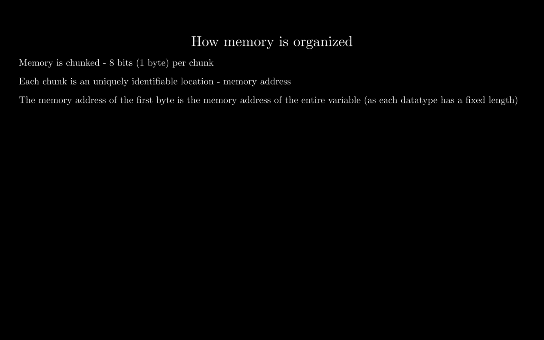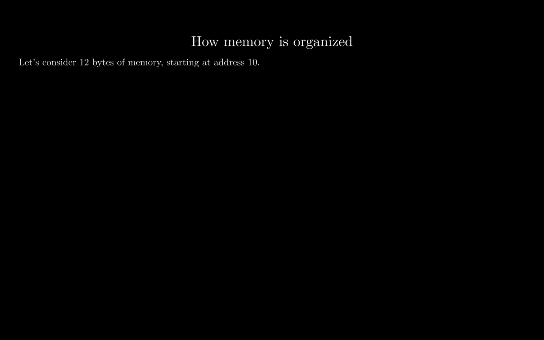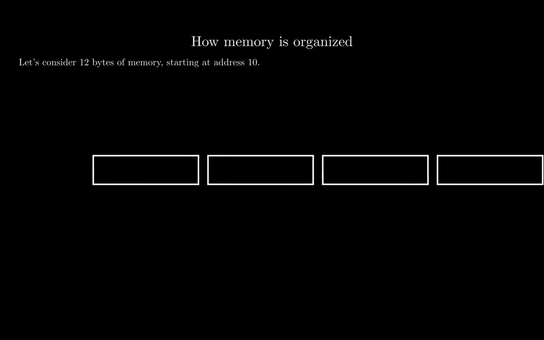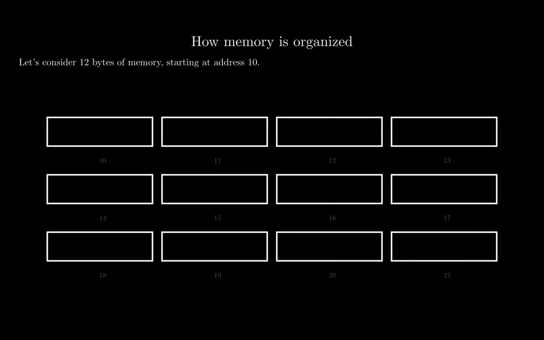And since we know each data type will take up a fixed amount of memory, we know how much space is going to be required to store that. So the memory address is going to be the very first one and not each and every memory address the variable uses, right? So let's take an example here. Let's say we have 12 bytes of memory. So we have 12 bytes from 10 through 21.